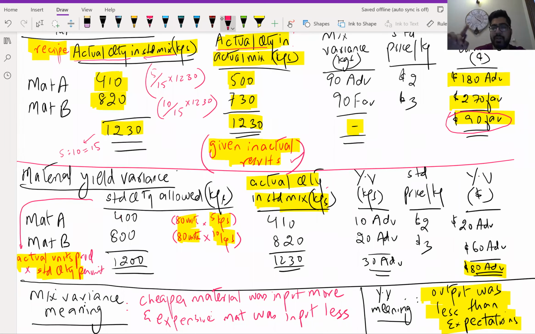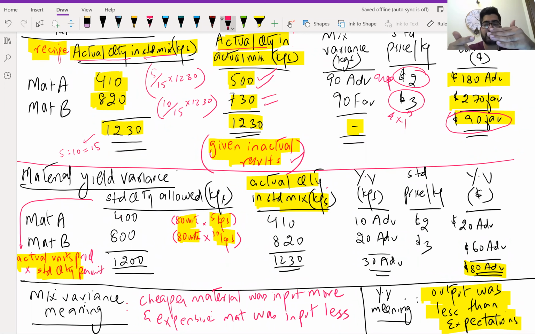If mixed variance is favorable, mixed variance means you have input different from the recipe. So mixed variance favorable means the cheaper material, out of the two materials A and B, the cheaper one is A. That's input more than recipe. In place of 410, I input 400 more, cheaper more. And the expensive one, what is it? B. That's input less. In place of 820, you input 730. So when cheaper is entered more and expensive is entered less, less expensive means favorable, more cheaper means favorable.